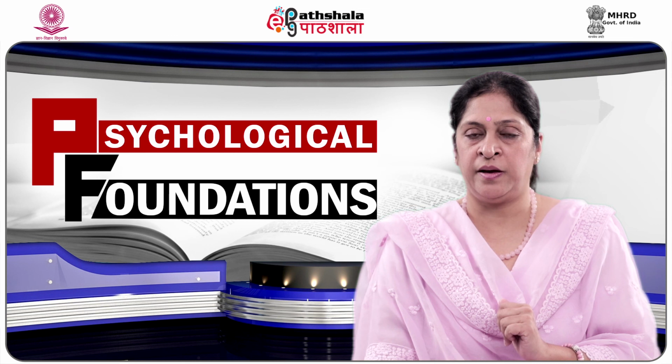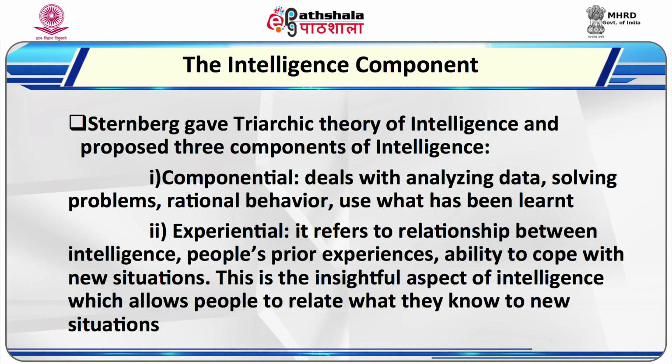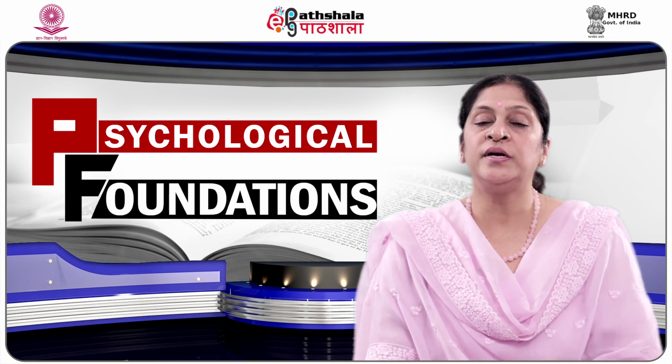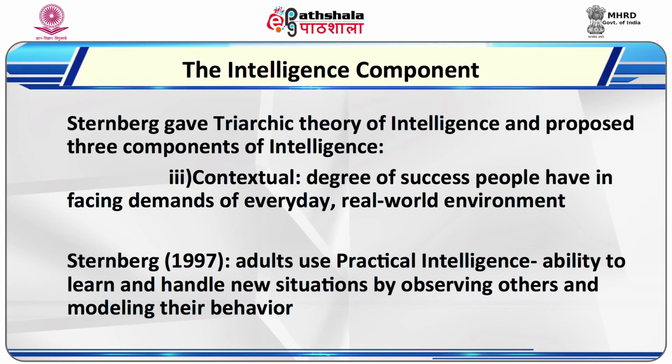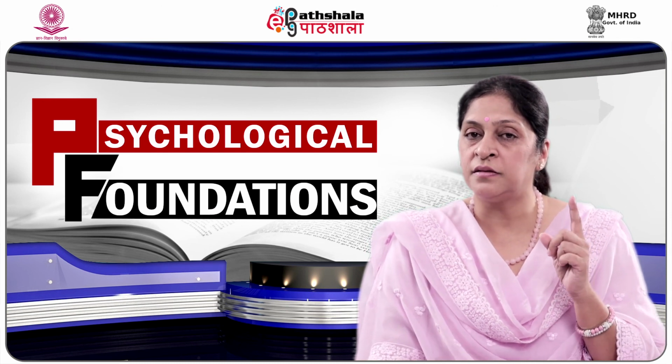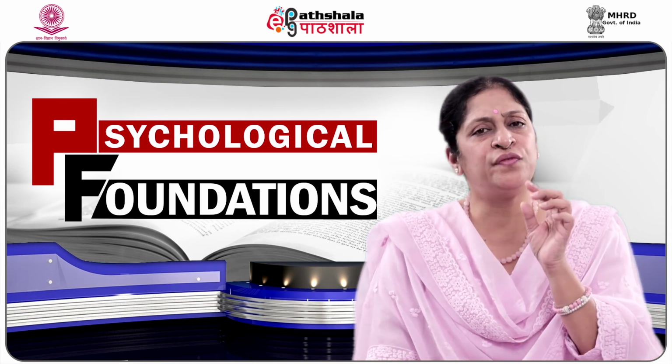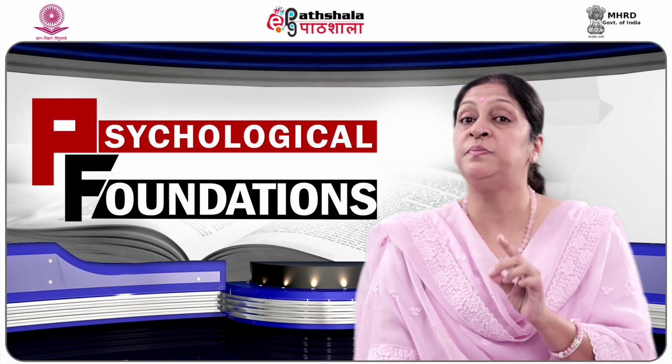Then the second type of intelligence is called experiential intelligence. Now this is dealing with people's prior experiences, how they are able to cope with a new situation, and this, according to Sternberg, is the insightful part of intelligence. Okay, then comes the third component of intelligence, which he calls the contextual. This is the success which people have when they are managing their day-to-day activities. And according to Sternberg, the second and the third part of our intelligence, the experiential and the contextual, become very strong and very important as people start aging.